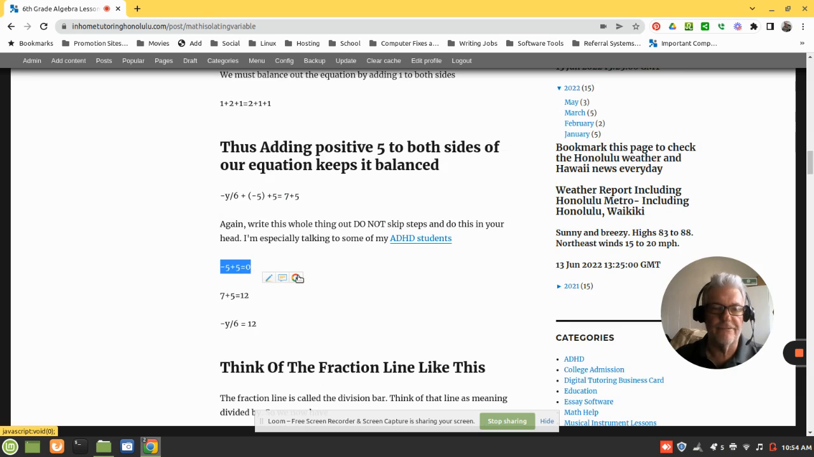We've got negative 5 plus 5 equals 0. 7 plus 5 equals 12. And that gives us negative y divided by 6 equals 12. So we've gotten rid of that 5 now.